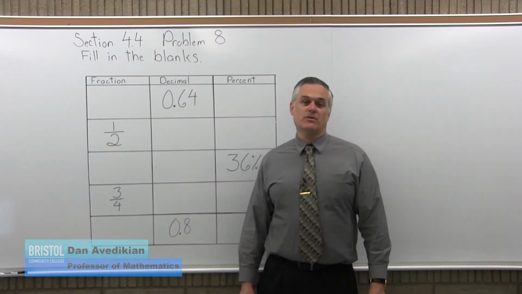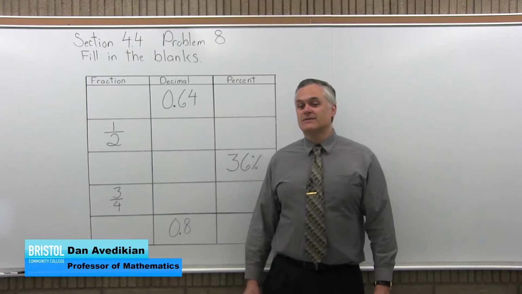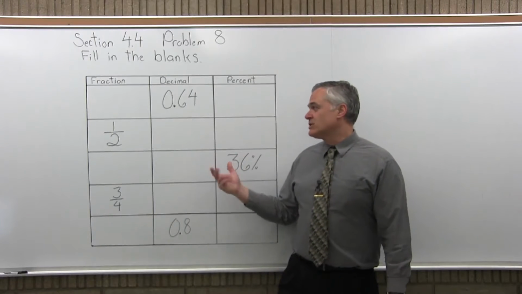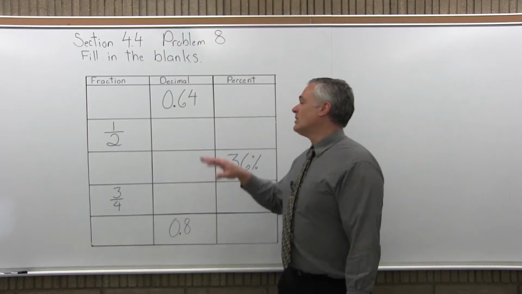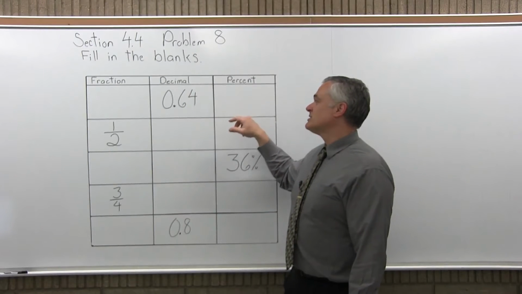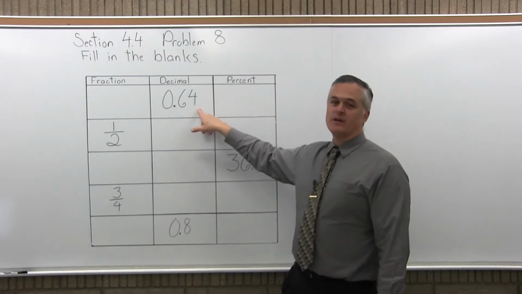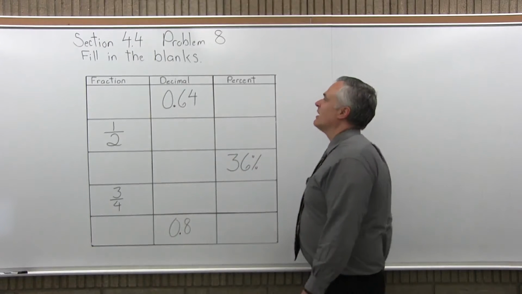This is Section 4.4, Problem 8. It says fill in the blanks. And we have a chart with some blanks. In the top row, we have fractions, decimals, and percents, and we have the decimal 0.64. So we have to find the percent and the fraction that go with it.